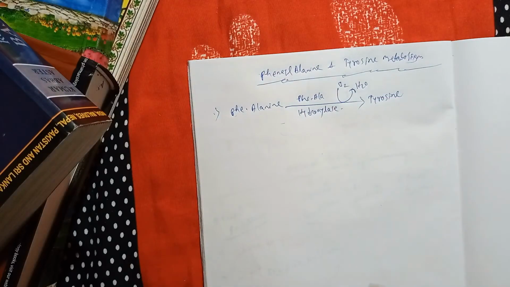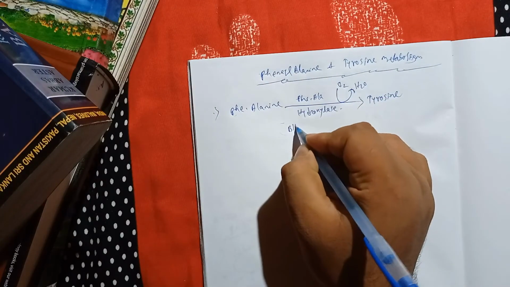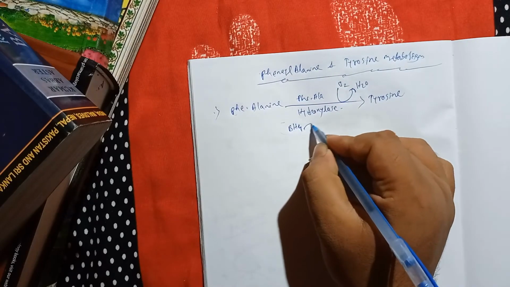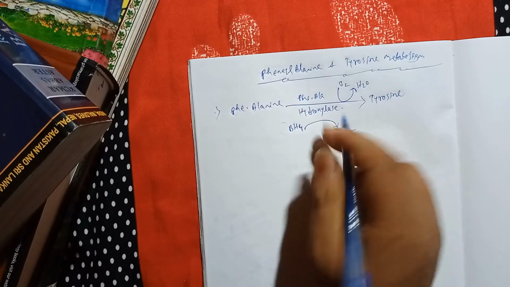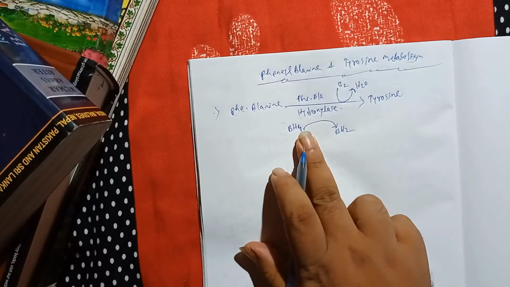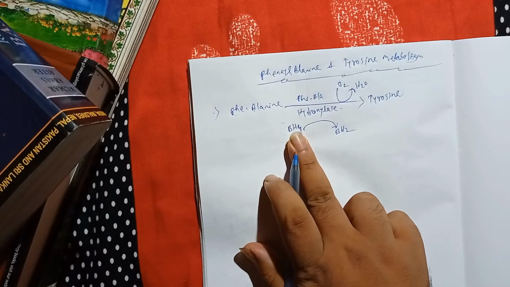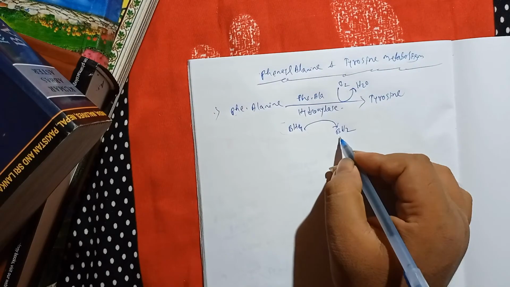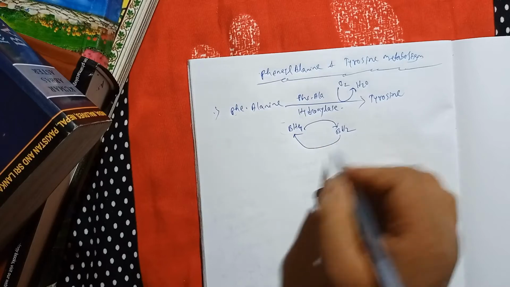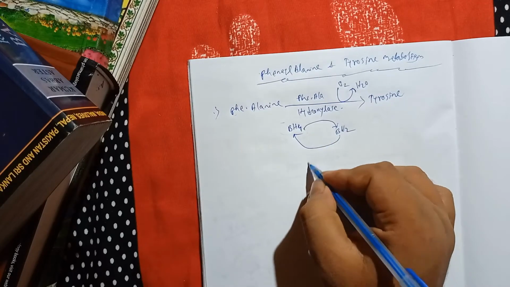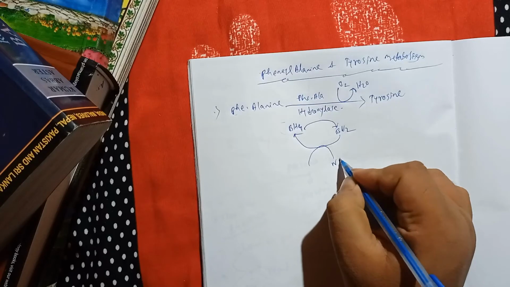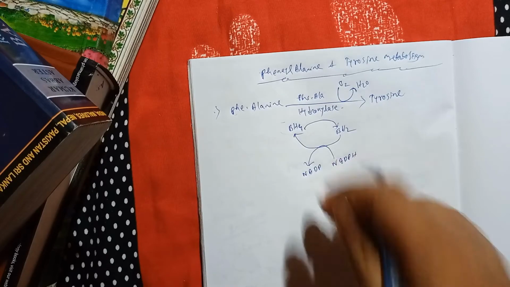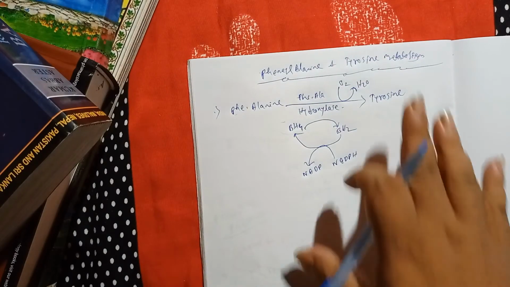Then one more thing is here, that is BH4, which will get converted into BH2. Now BH4 means tetrahydrobiopterin. It is a reversible reaction, so it can get converted back by the action of NADPH, which will get converted into NADP here. Okay guys, now we get the tyrosine here.